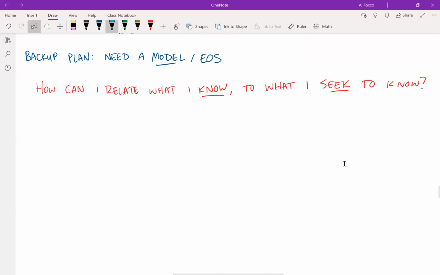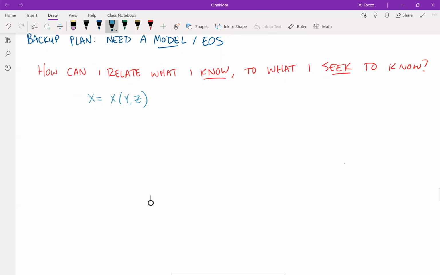The first rule of differential calculus that you have to accept at face value is the partial derivative property. So this says that for any property x that is a function of other properties y and z, we're going to say that x is equal to x as a function of y and z. And the idea here is that x, y, and z are just placeholders for any thermodynamic properties. So I'll plug those in later.